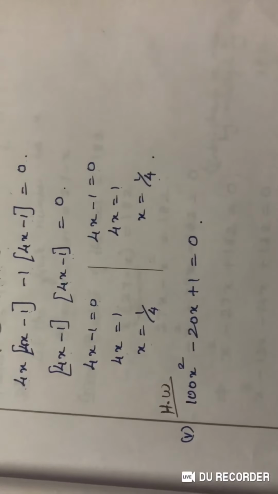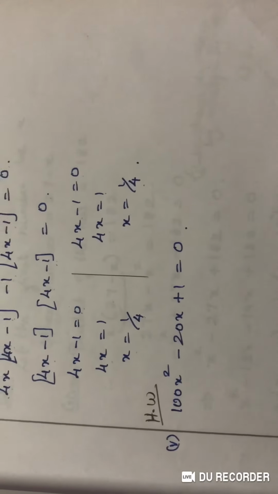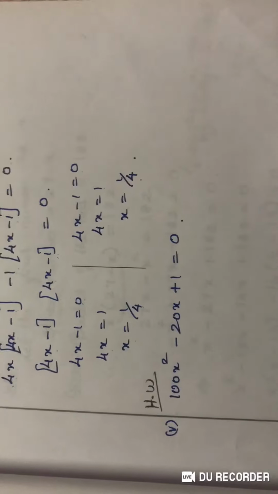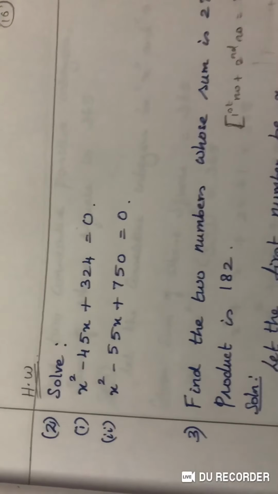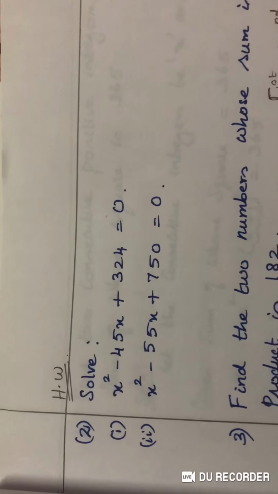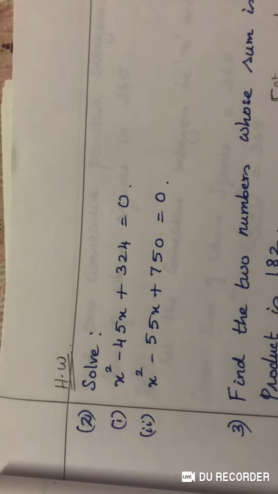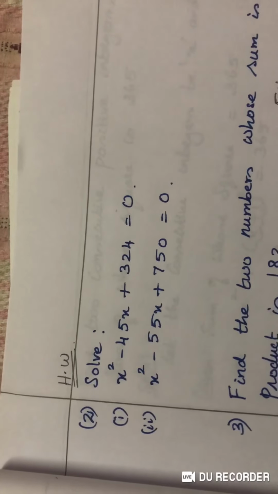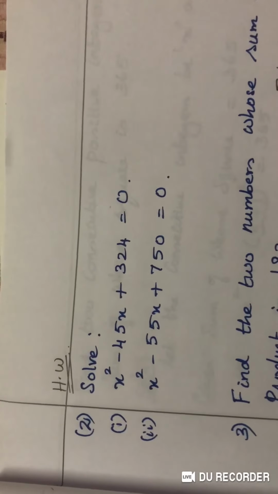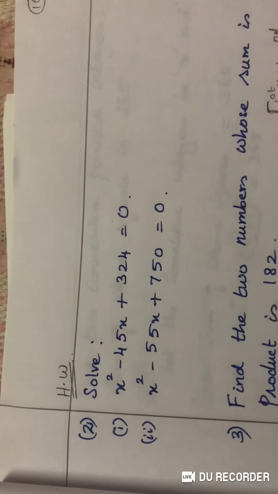Fifth subdivision, 100x square minus 20x plus 1 is equal to 0. Try this sum as homework. Second sum, solve. First subdivision, x square minus 45x plus 324 equal to 0. Second subdivision, x square minus 55x plus 750 equal to 0. Try this second sum, both the subdivisions as homework.